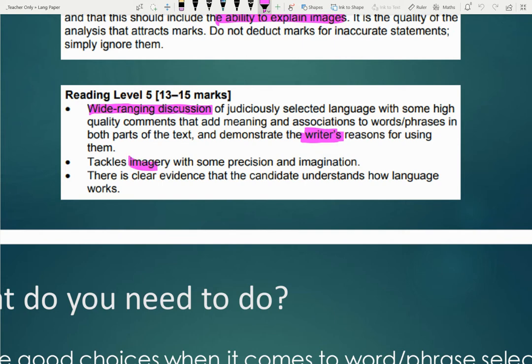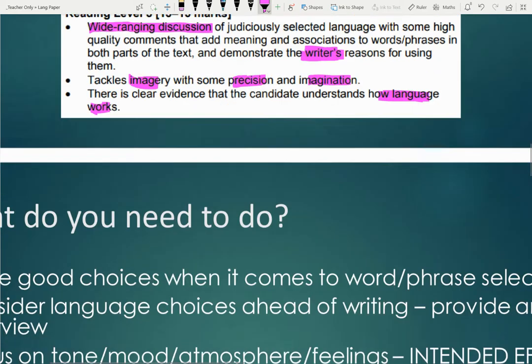And again, just reinforcing that imagery is really important that you write about it, and that you can be imaginative and creative in your interpretation of those images, but that you really understand how to unpick them and explain how they work with some kind of precision. Basically, in short, you need to show that you understand how language works.